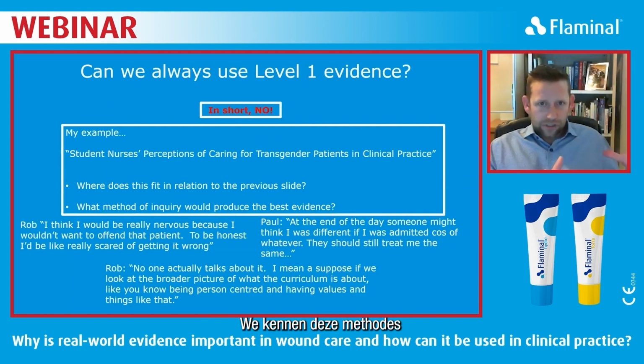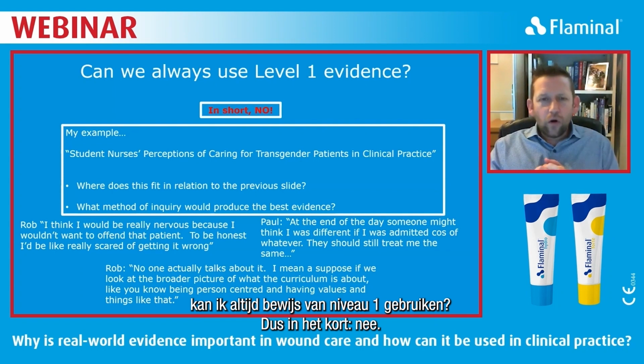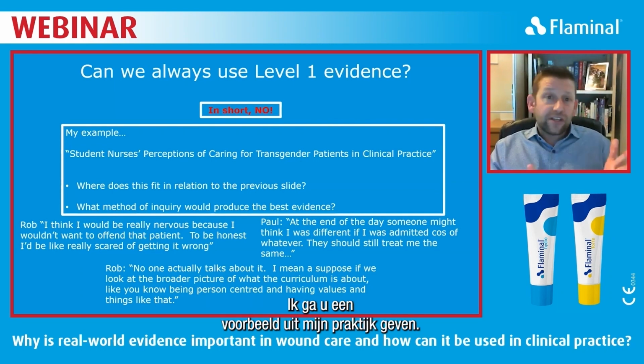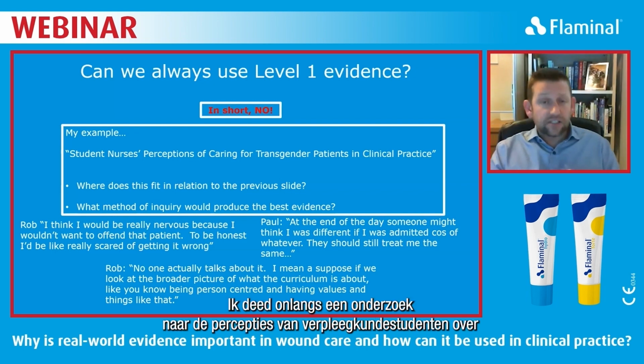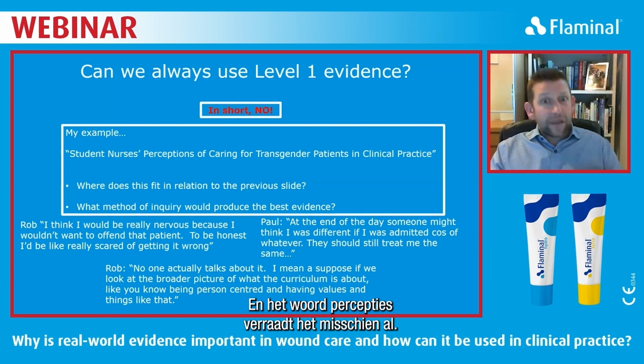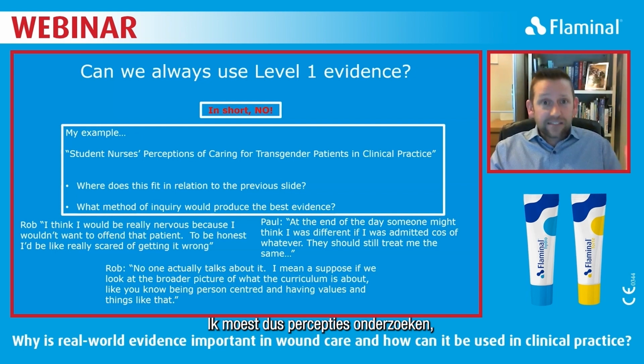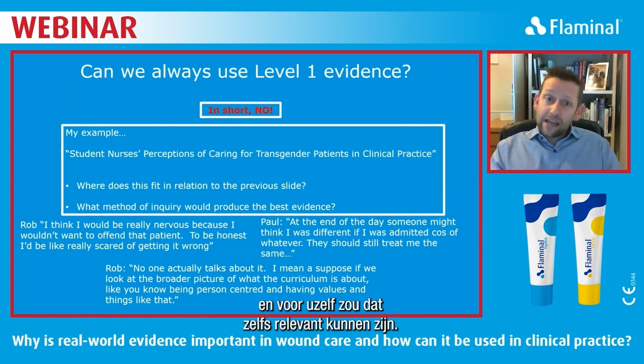We know about these approaches, and hopefully you're already thinking, in your context, so within wound care, can I always use level 1 evidence? Well, in short, the answer is no. So I'm going to give you an example from my practice. I recently conducted a study understanding student nurses' perceptions of caring for patients in clinical practice. Now, the word perceptions maybe gives it away here. Not every student will have experience of this. So I had to study perceptions. And for yourselves, that might even be relevant to yourselves.